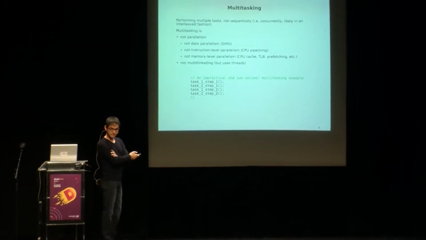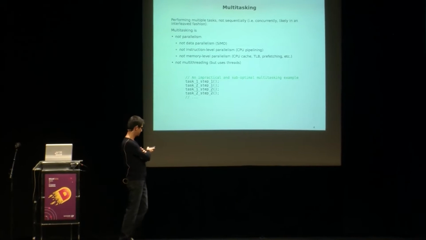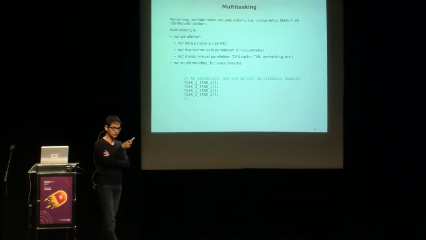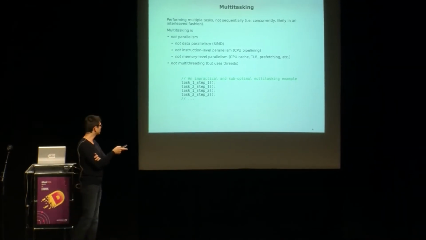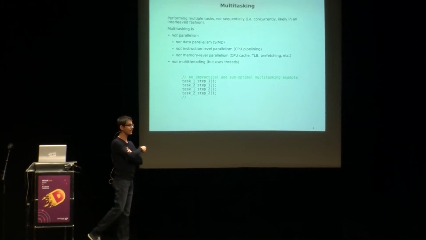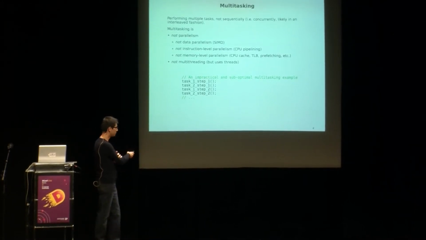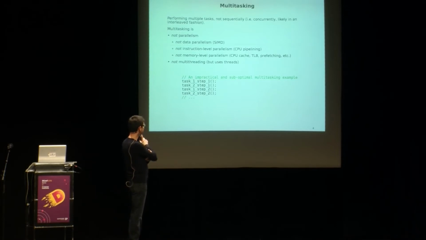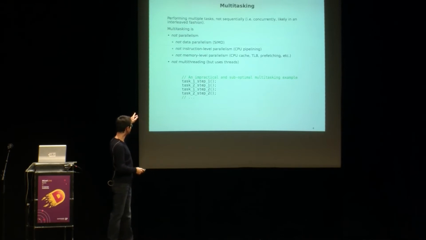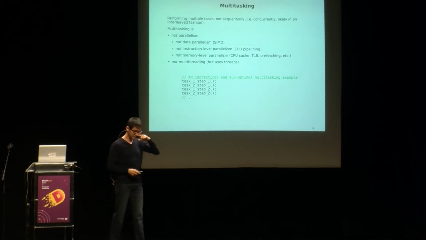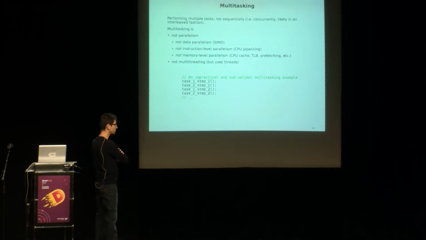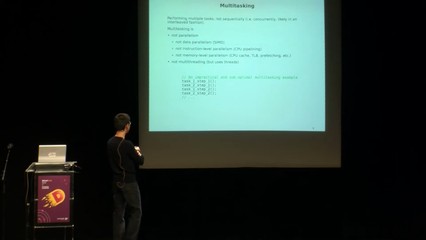It's certainly not parallelism, not data parallelism, where SIMD instructions help. And we're going to hear a great talk from John Colvin, not today, I think tomorrow. It's not instruction-level parallelism, where CPU pipelining helps. It's not memory-level parallelism. CPU caches, TLBs, prefetching, etc. are involved. It's not multithreading, but the last two, memory-level parallelism and multithreading, are used behind the scenes in multitasking. The OS and the CPU give us that help.